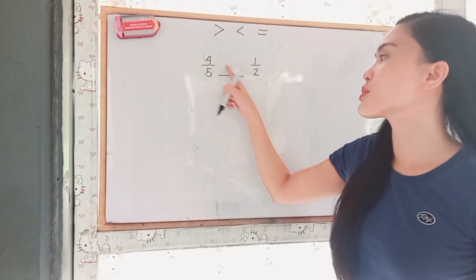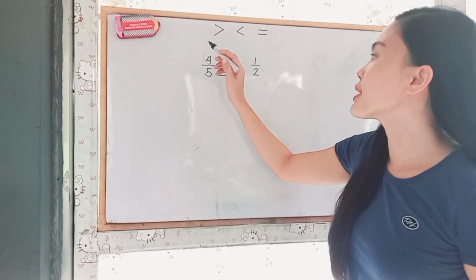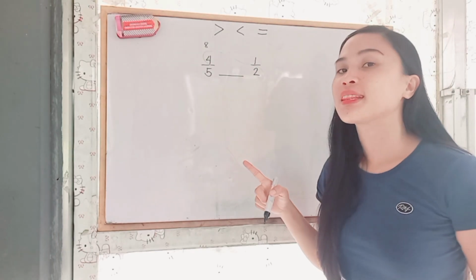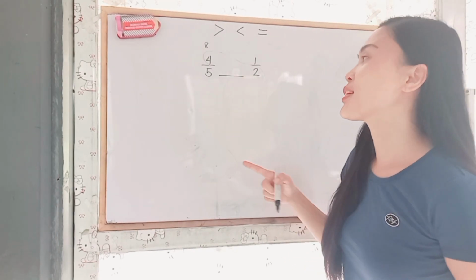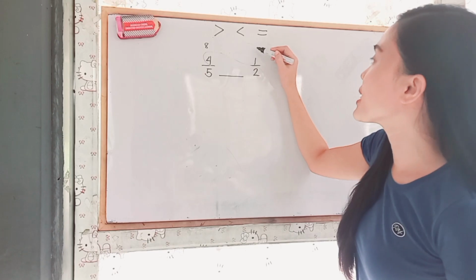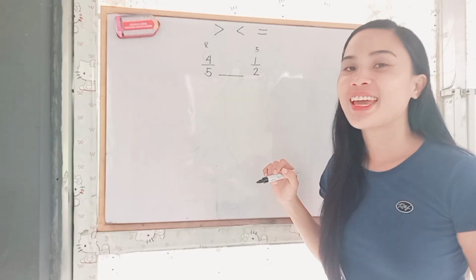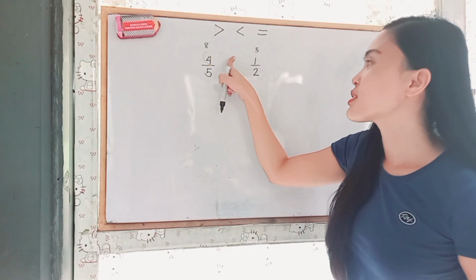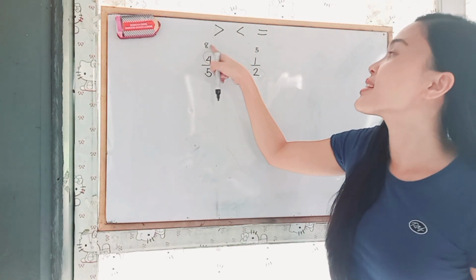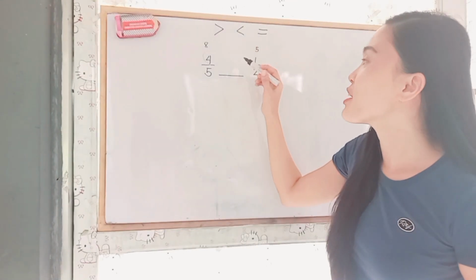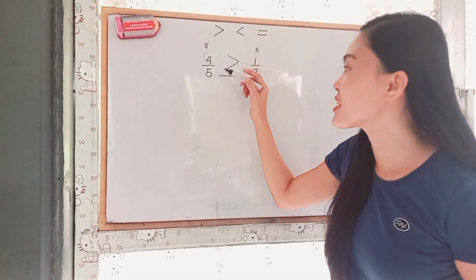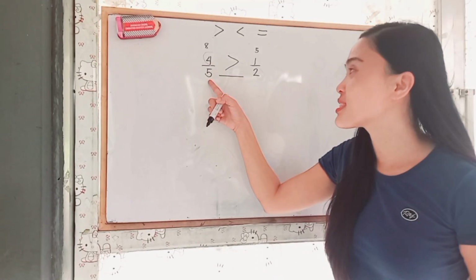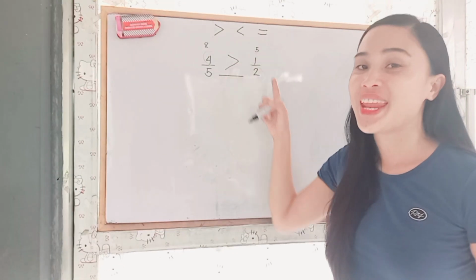Okay, so let's start with this one. 2 times 4, that is 8. Just write your answer at the top so that it's easy for you to compare later. Another, 5 times 1 is 5. Okay, so just compare their products, 8 and 5. So 8 is greater than 5. Therefore, the mouth of the shark will face this fraction. So when we read this, 4/5 is greater than 1/2.